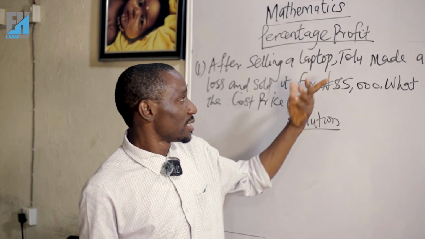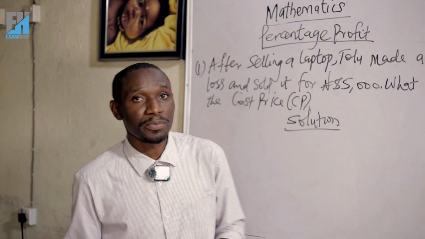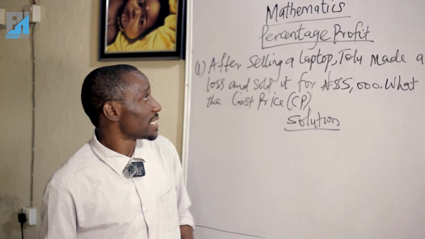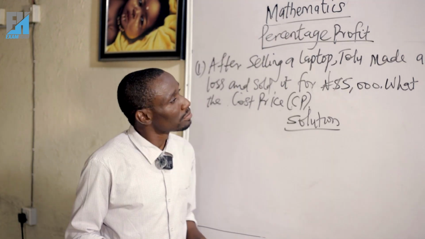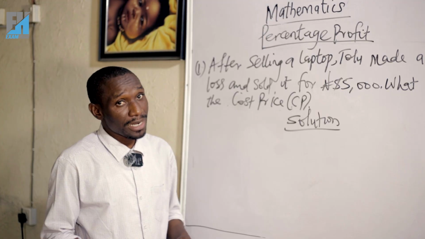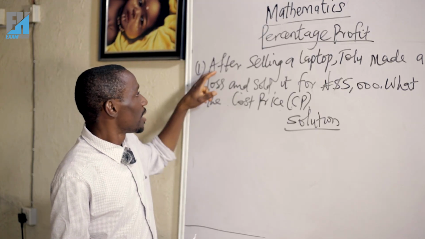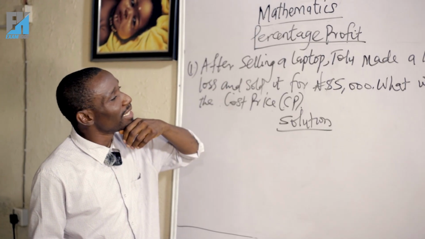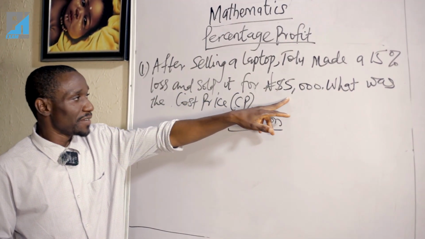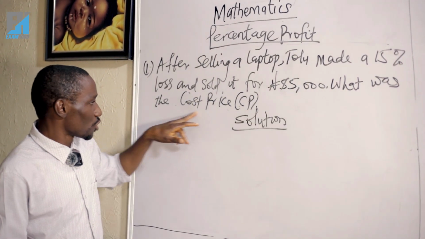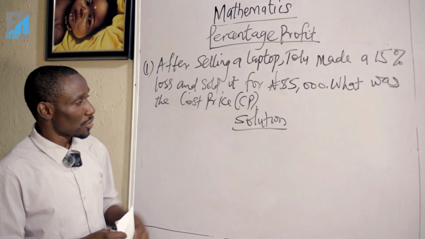This time around, we are looking at a very critical problem, still under percentage profit and loss. This one is a little bit technical, so let's solve it together. After selling a laptop, Tolu made a 15% loss and sold it for 85,000 naira. What was the cost price?